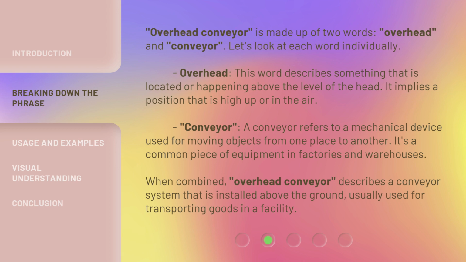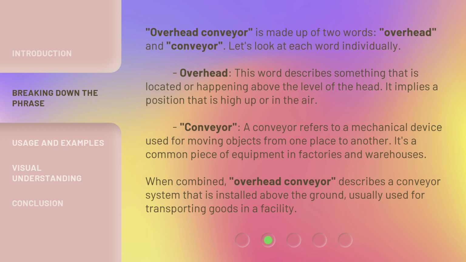Overhead conveyor is made up of two words, overhead and conveyor. Let's look at each word individually. Overhead. This word describes something that is located or happening above the level of the head. It implies a position that is high up or in the air. Conveyor. A conveyor refers to a mechanical device used for moving objects from one place to another. It's a common piece of equipment in factories and warehouses.